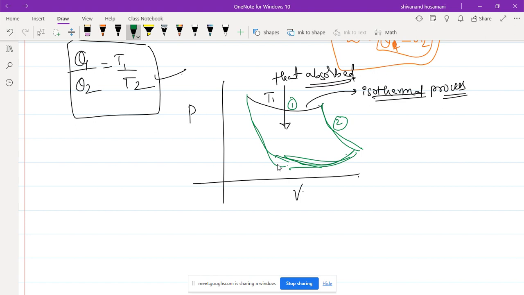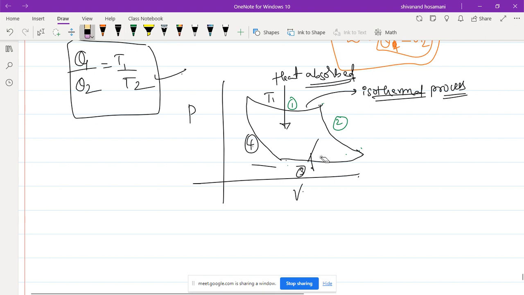Let me draw the process from here properly. Wait, let me plot it properly. So this is one process, there is another process, and there is another process like this. I'll call this the third, and this the fourth. Here heat will be given out, and that heat I'll call Q2.